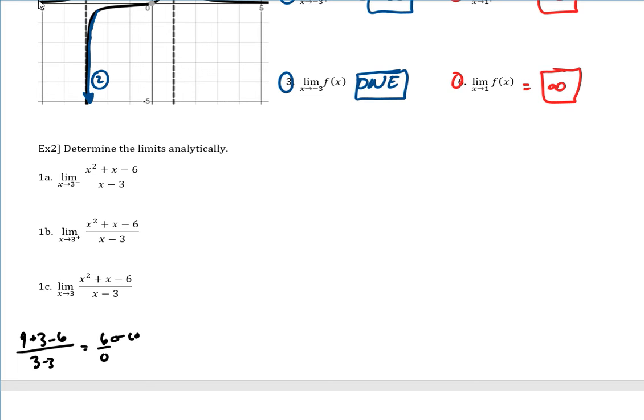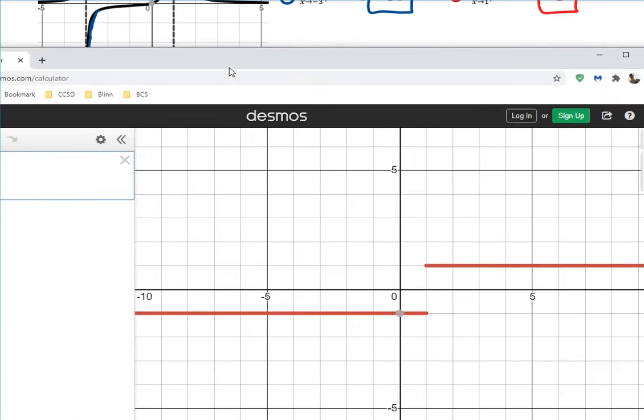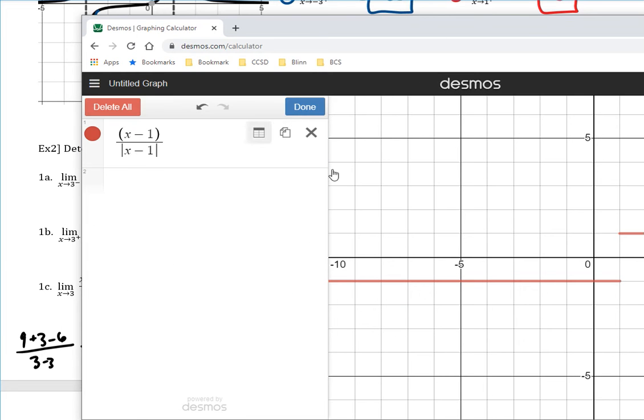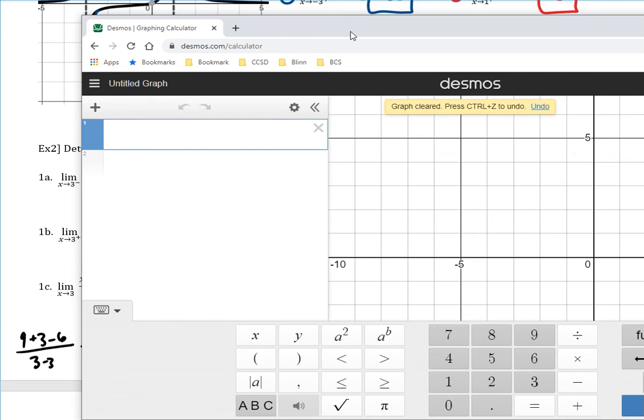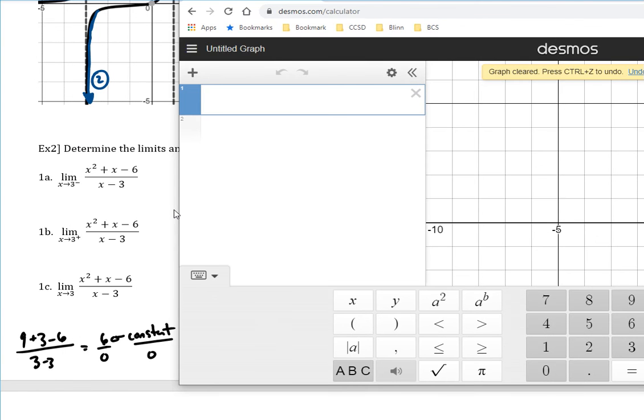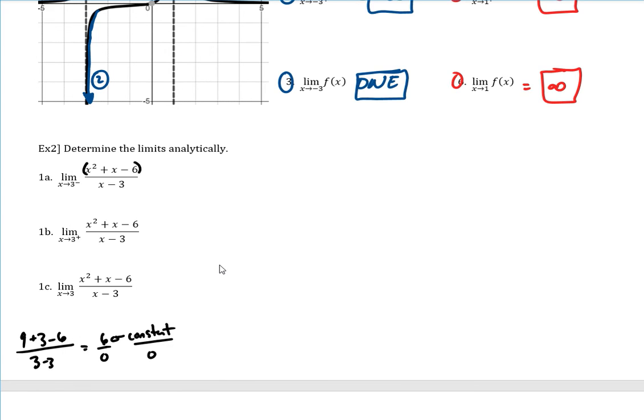So here we have a constant over 0. So that means let's just go ahead and graph it and see what it looks like. Okay, so we'll use our calculator. It's from a previous problem, so let me go ahead and delete it. All I'm going to do is plug this in. Remember to use the implied parentheses.